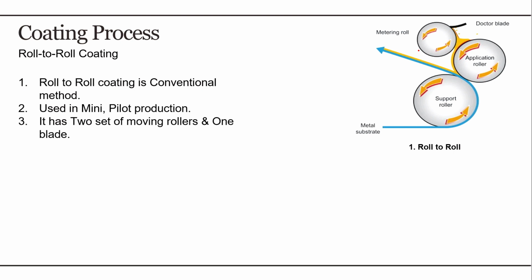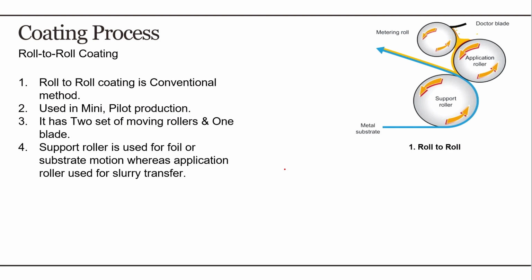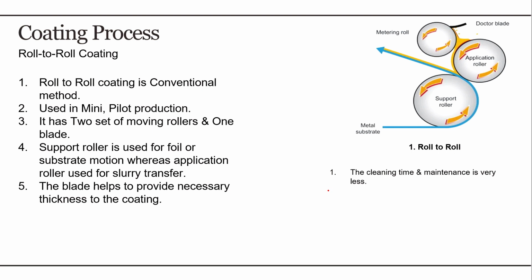As I said, it has two main rollers. The first is a supporting roller, the other is the application roller. The supporting roller is the one over which our substrate is rolling, and the application roller is the one through which our slurry is transferred to the substrate. The work of the doctor blade is to give a proper thickness to the coating layer. The important thing to consider is that it requires less cleaning or maintenance time. That's why it is viable in pilot scale or small scale production.